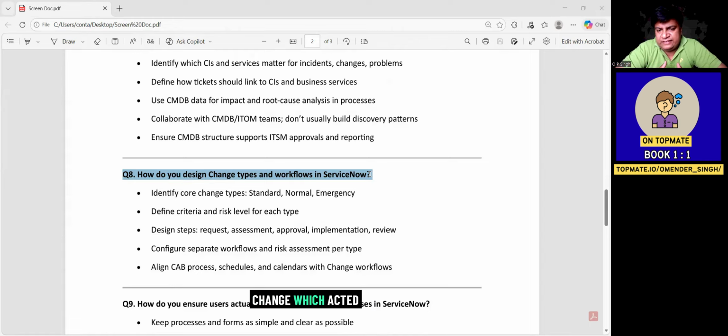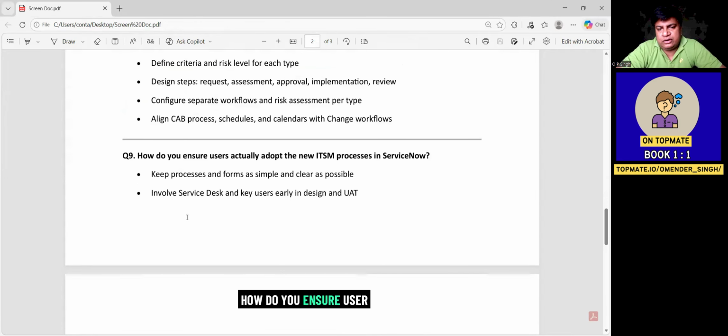Then we have a normal change, which acts as a regular change that needs full assessment and CAB approval. So you have to make sure you know this. You should have a good example with you. And finally, you treat an emergency change as an urgent change that must be done quickly and reviewed later. This is the way you have to explain with examples. And for each type of change, you design different steps and approvals and then configure them within the ServiceNow workflow.